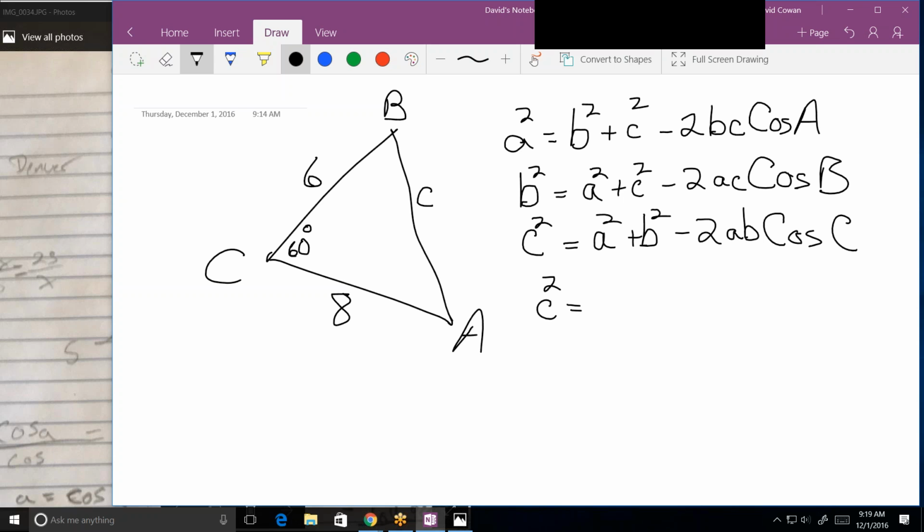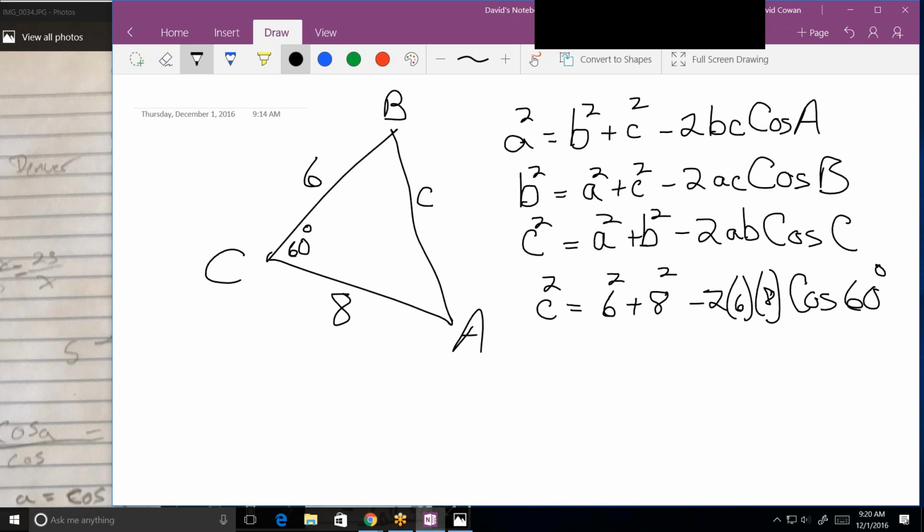So if I were to do that on this particular picture that I've drawn, C squared would be equal to, well, A squared is 6 squared, plus B squared is 8 squared, minus 2 times 6 times 8. And I do know that angle is 60 degrees.